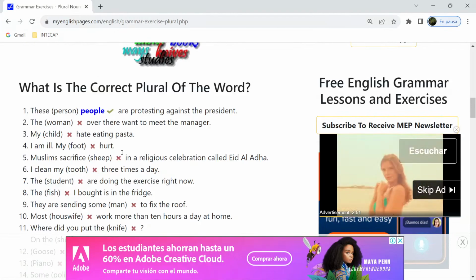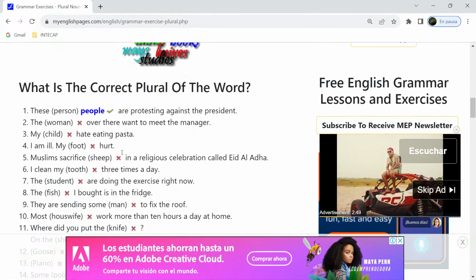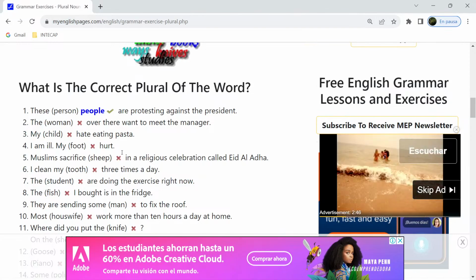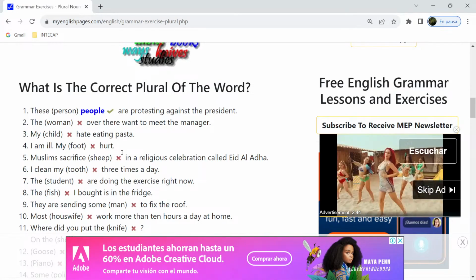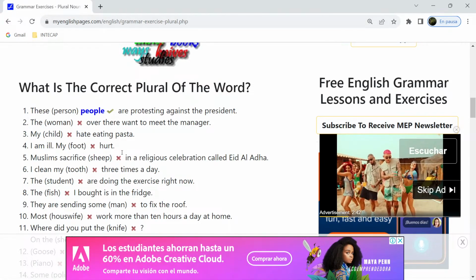Make sure that if you are in doubt, or if you are wondering if your answer is correct or not, try to look for it.